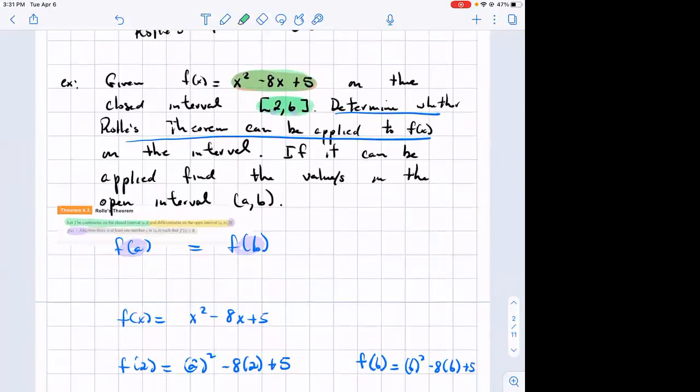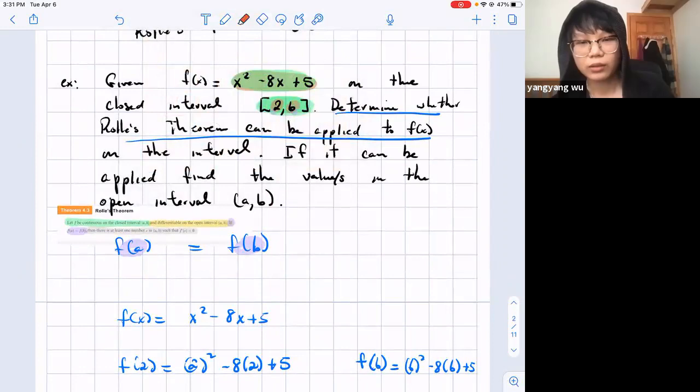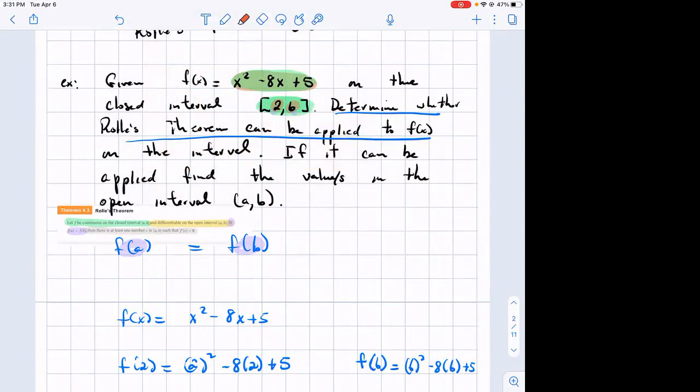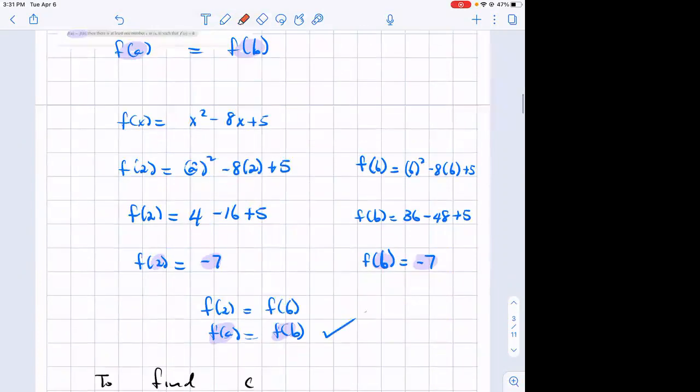Look at this interval here. I'm not sure if this is what you mean. This is 2 and this is 6. The endpoints of the interval don't have to be equal. What you have to make sure of is, when you find f(a), is that equal to f(b)? These things here have to be equal.